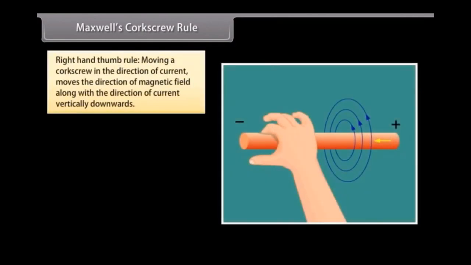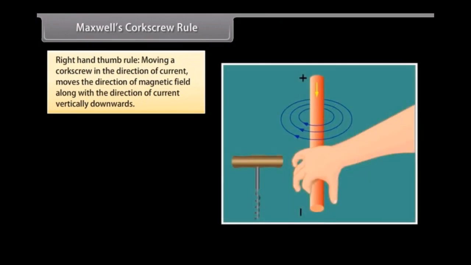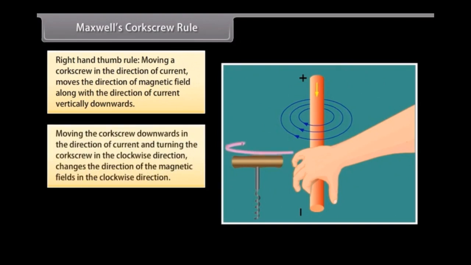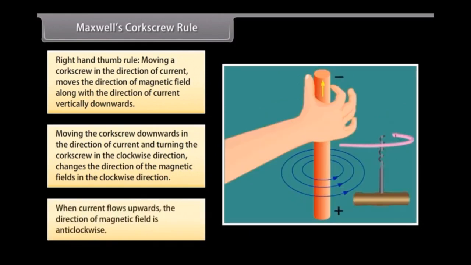Maxwell's corkscrew rule. Maxwell's corkscrew rule, also known as the right-hand thumb rule, defines that moving a corkscrew in the direction of current moves the direction of magnetic field along with the direction of current vertically downwards. If we move the corkscrew downwards in the direction of current and the handle of the corkscrew is turned in the clockwise direction, then the direction of the magnetic field is clockwise. So, when current flows upwards, the direction of magnetic field changes and is anti-clockwise.